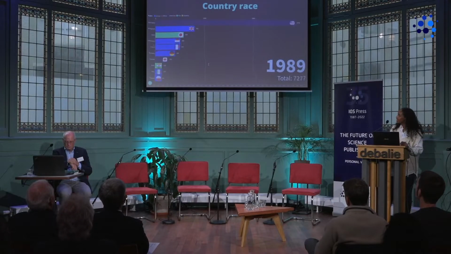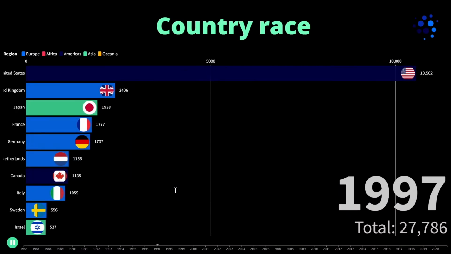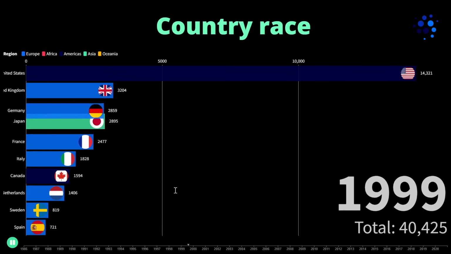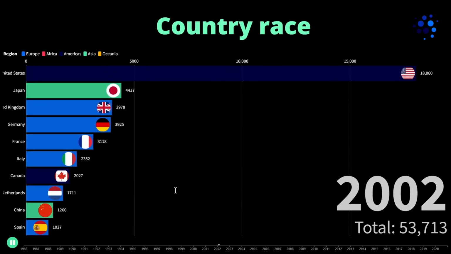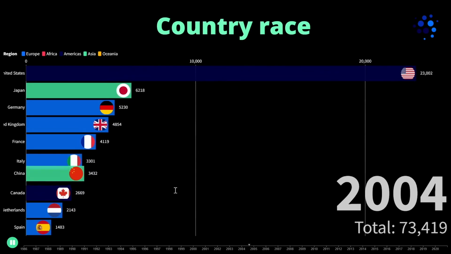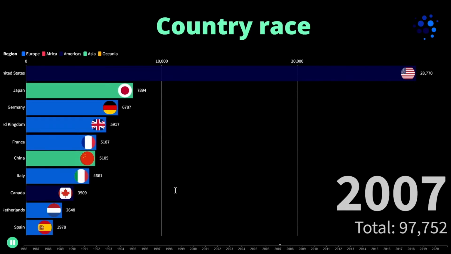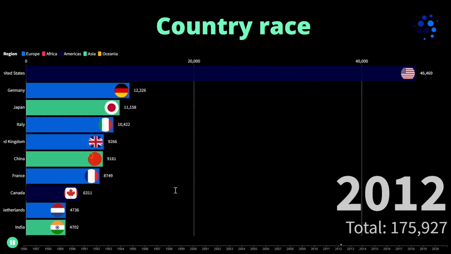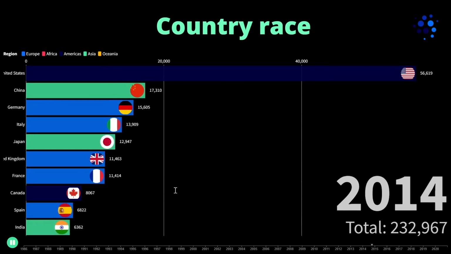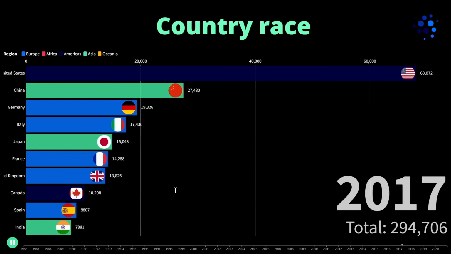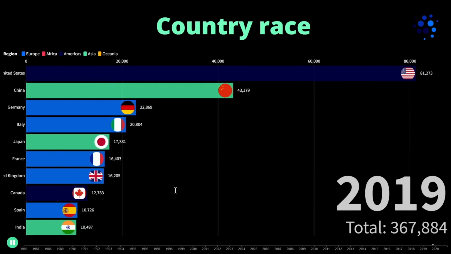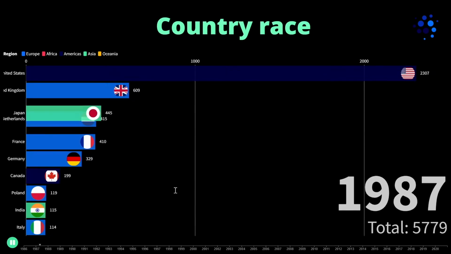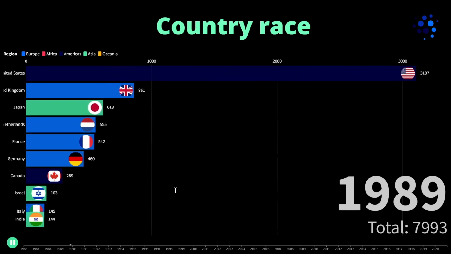Moving on to the country race. This one is quite nice because it shows since the beginning of ISSN which countries have been kind of leading. So it's kind of a race. And if we follow it, you see that some countries start to get up. For example, China is really going up here, as you see, which is nice to see. But it doesn't win.